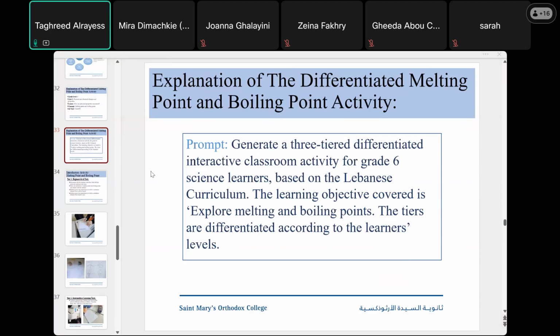However, the depth of exploration here in Lamar's activity was varied. Each tier was able to explore the melting point and the boiling point, at least the basics. As we advanced from one tier to the other, only the depth of the material and the depth of exploration varied. However, they were all able to reach the objective, which is exploring and defining melting point and boiling point. I hope it was clear.